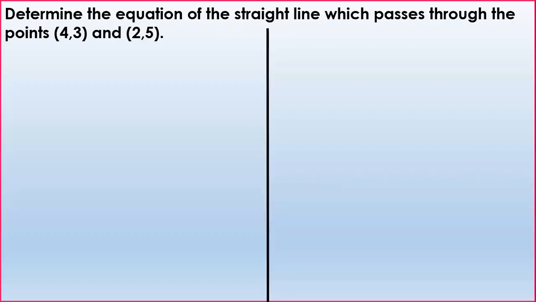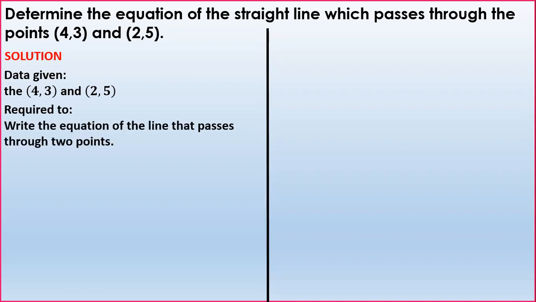Let us look at an example. Determine the equation of the straight line which passes through the points 4, 3 and 2, 5. What were we given? We were given the points 4, 3 and 2, 5. What are we required to do? We are required to write the equation of the line that passes through these 2 points.